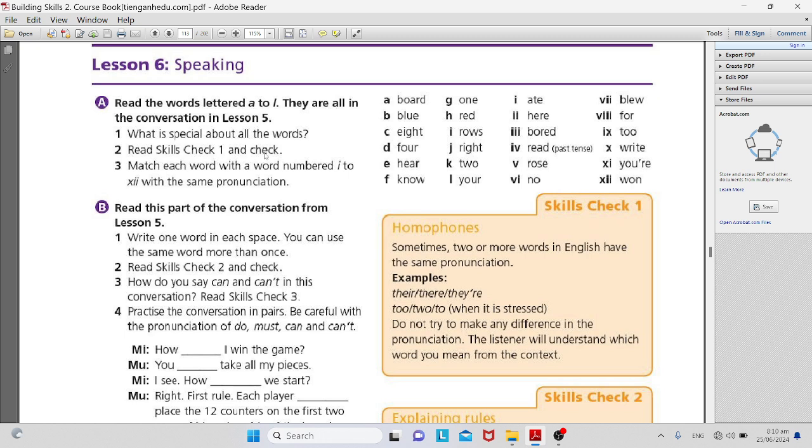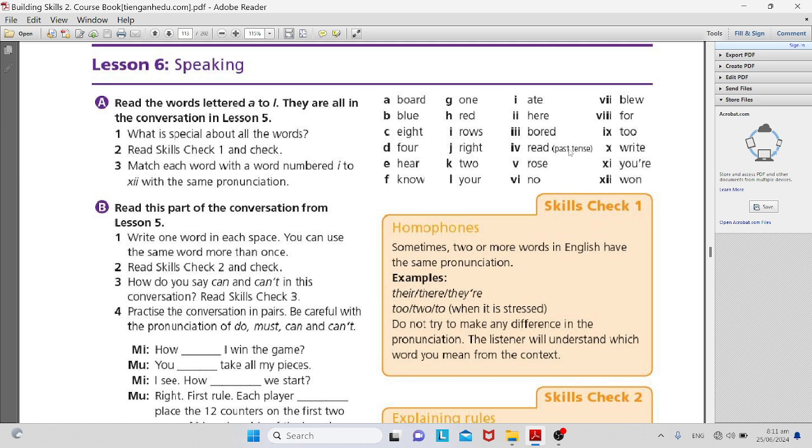Read skill check 1 and check. Match each word with the word number A to E. Fine. So we can say all the words have one syllable. Okay, one syllable, all of the words.